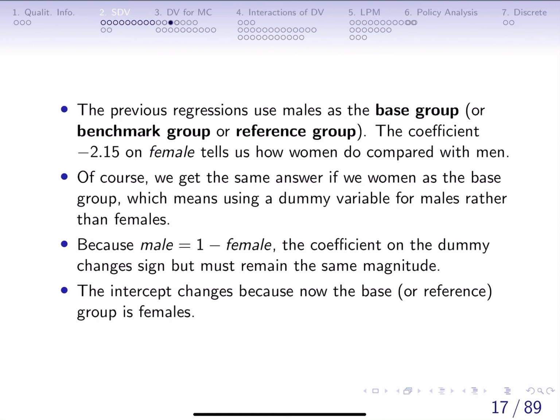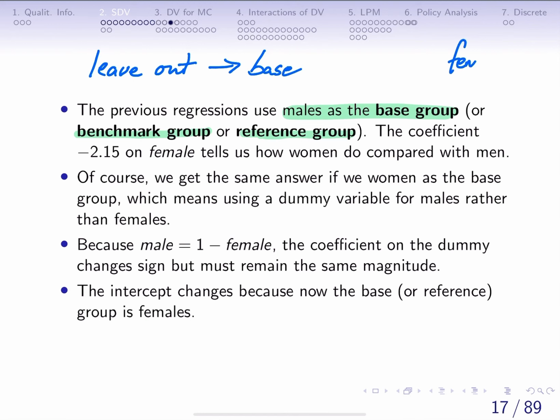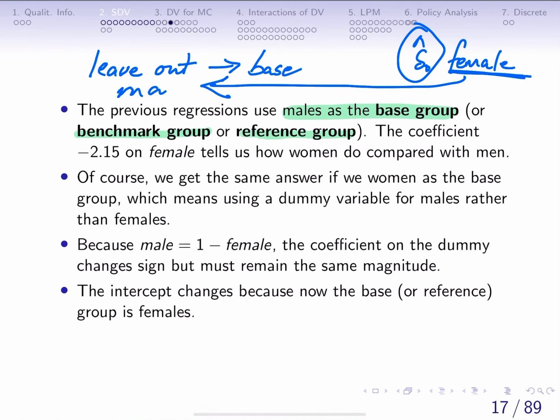Now, it's important to remember that in previous regressions, we have used males as the base group, right? Or the benchmark group or the reference group, right? So any category that we are leaving out in our regression is going to be our base category or our reference category. So when we interpret the coefficient delta naught hat on females, we're basically saying this is the average difference between females and the category that was left out, which was males. Okay.